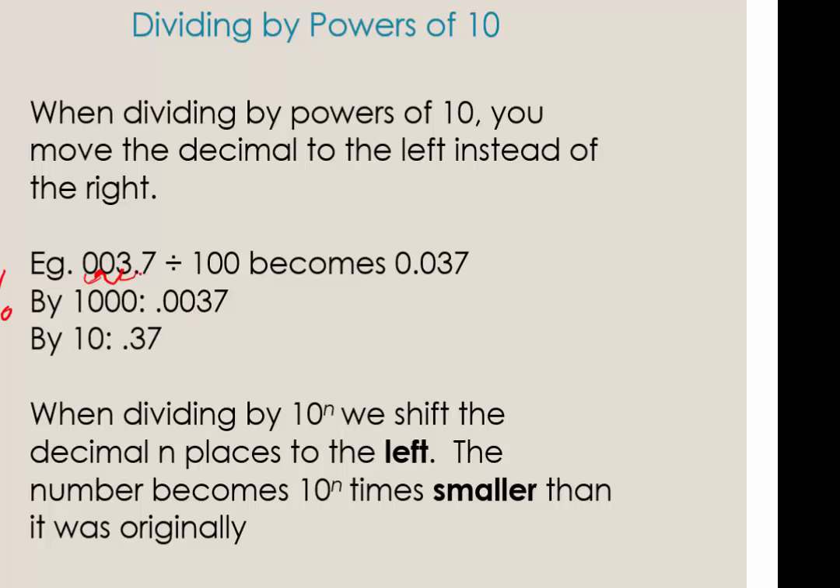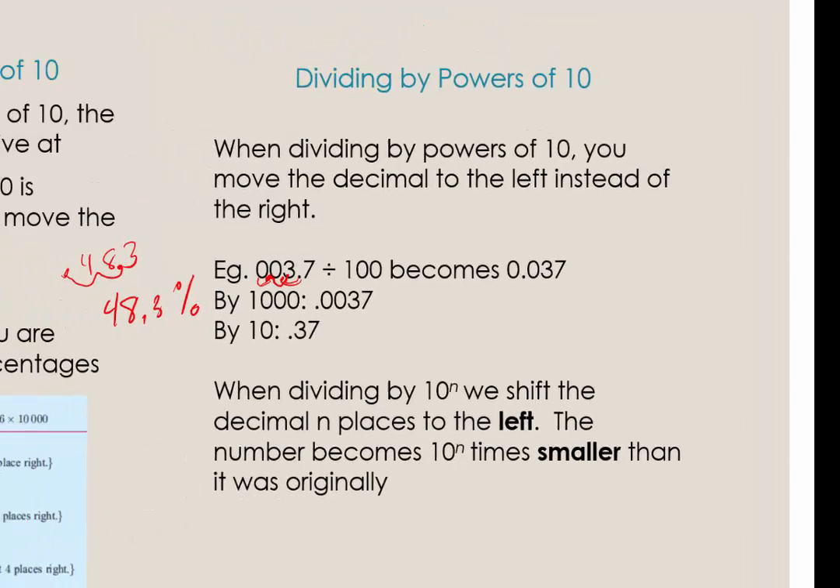By 10, we only move 1 spot, so we get 0.37. You can turn this into an algebra statement by saying when you're dividing by 10 to the nth power, we shift the decimal n places to the left, so that number is 10 to the n times smaller than it was originally. Every time you move to the left, you're making a smaller number, and when you're doing it by tenths, it's becoming that much smaller every time.